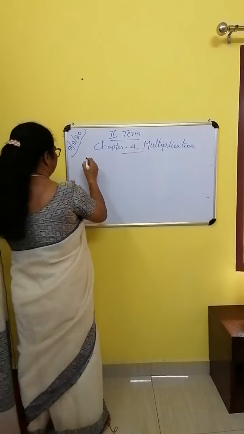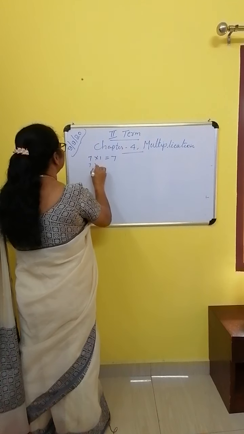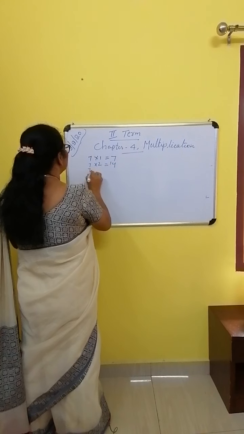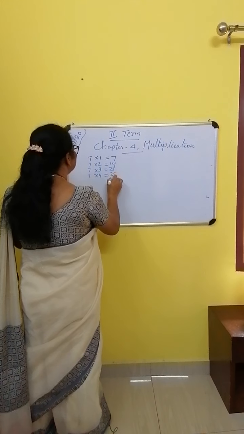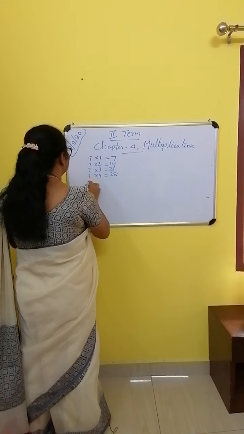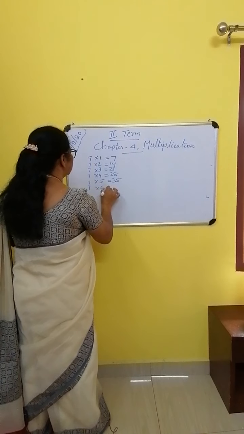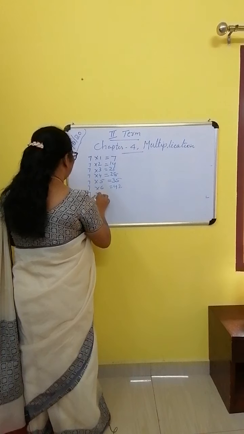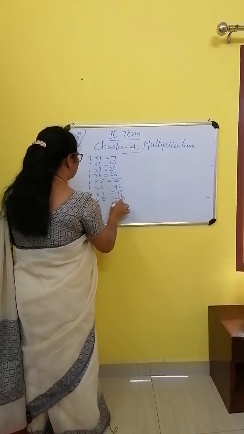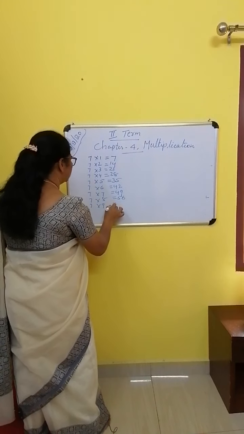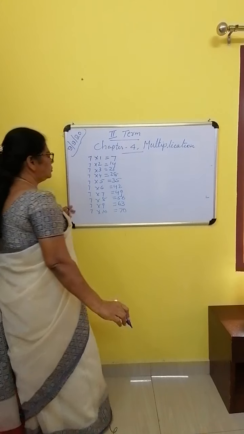Seven. 7 1 time. 7 2 times. 7 3 times. 7 4 times. 7 5 times. 7 6 times. 7 7 times. 7 8 times. 7 9 times. 7 10 times. Okay.